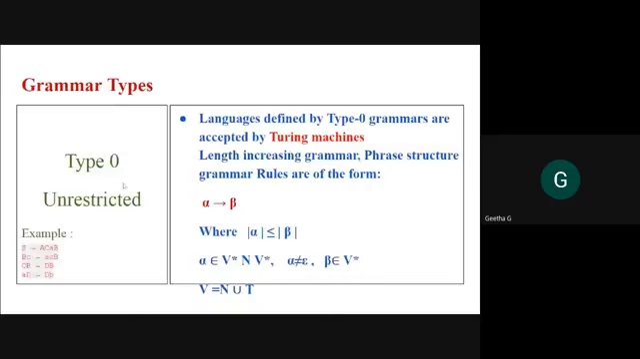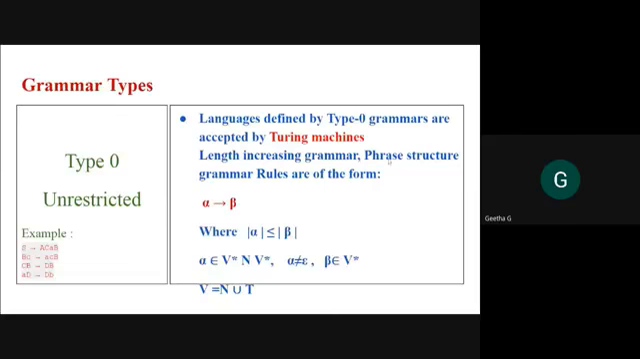And there is another name for an unrestricted grammar, that is length increasing grammar, because always your right hand side will be increasing. Alpha tends to beta, the length of beta is always greater than alpha, so it is called a length increasing grammar.